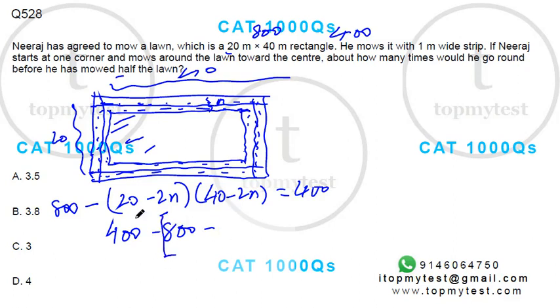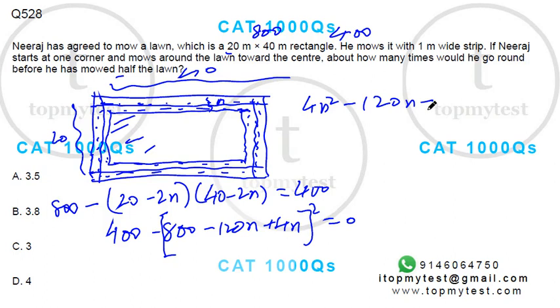So 800 minus the leftover area, which expands to 800 minus 120n plus 4n square, should equal 400. Rewriting, we get 4n square minus 120n plus 400 equals 0. Let's calculate the value of n. If I divide by 4, this will be n square minus 30n plus 100 equals 0.